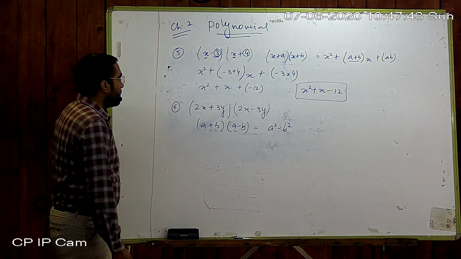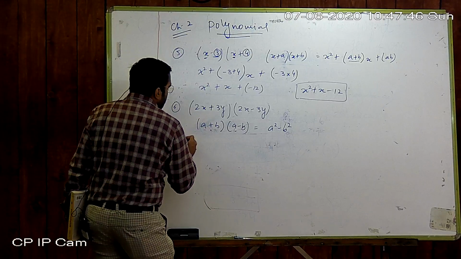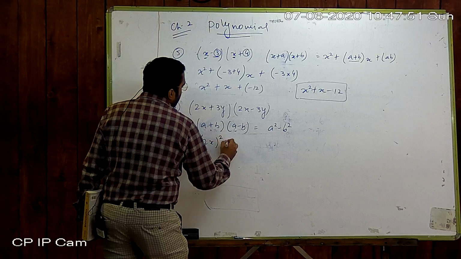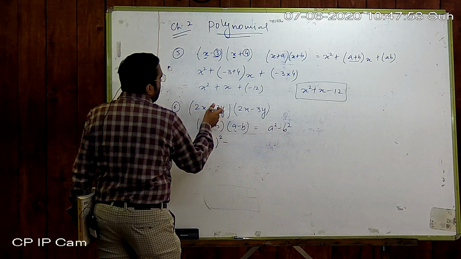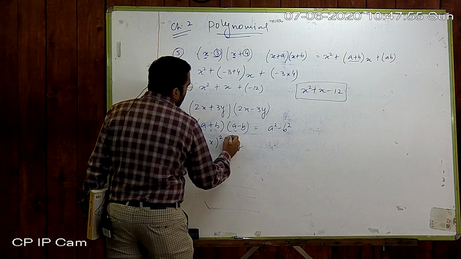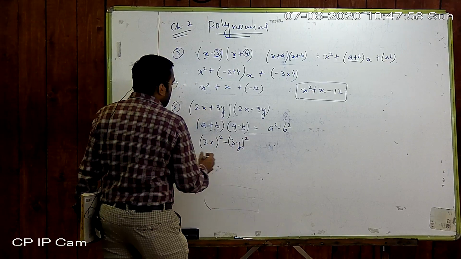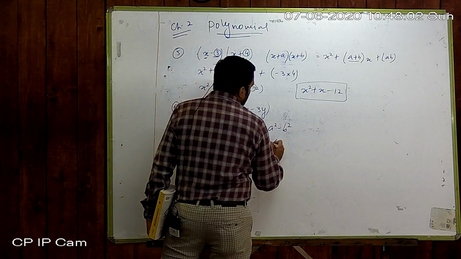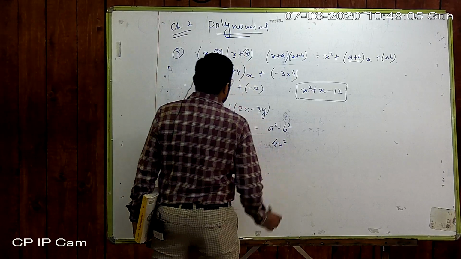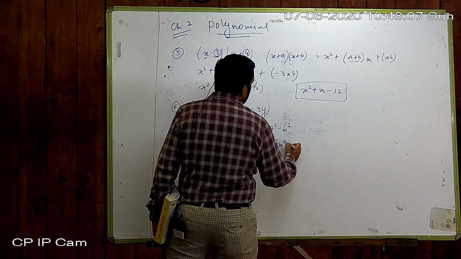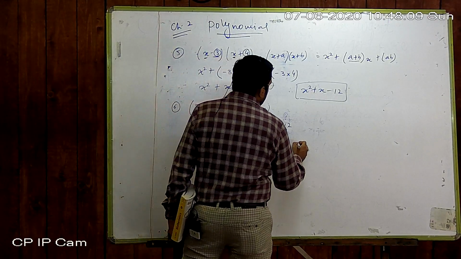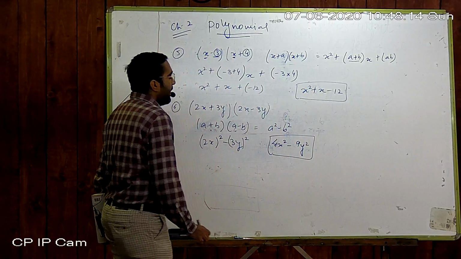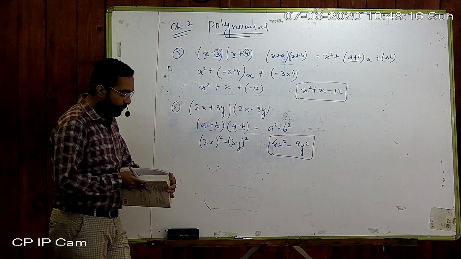Okay, so let's start. First term is a means 2x, square, minus second term is b, here the second term is 3y, then (3y) square. So my answer is (2x) square is 4x square minus (3y) square is 9y square. So my answer is 4x square minus 9y square.